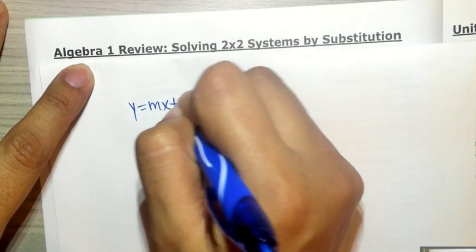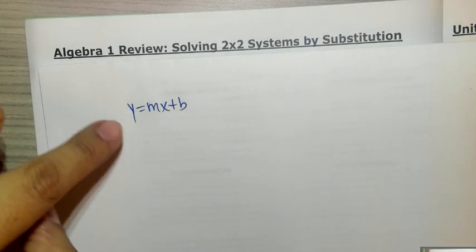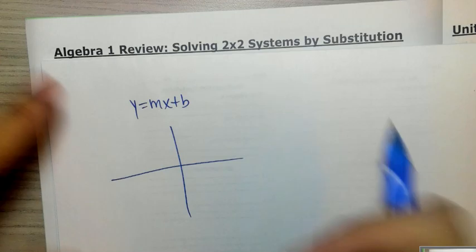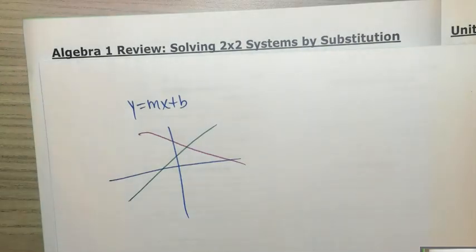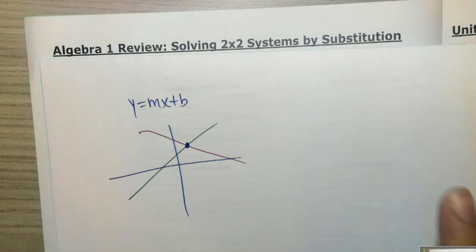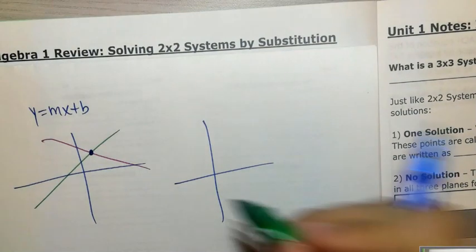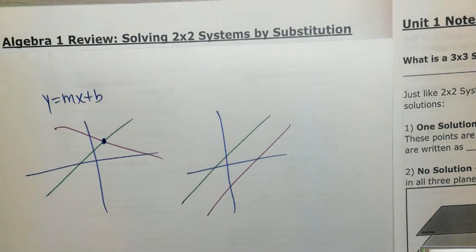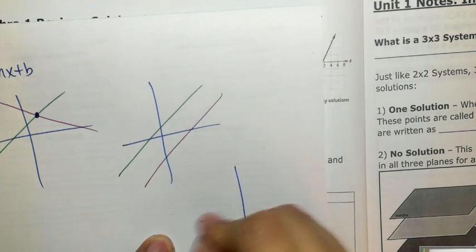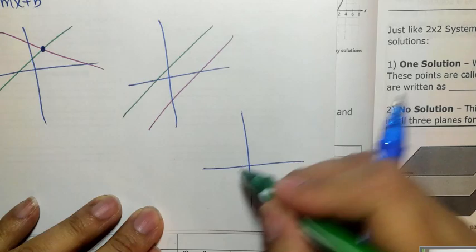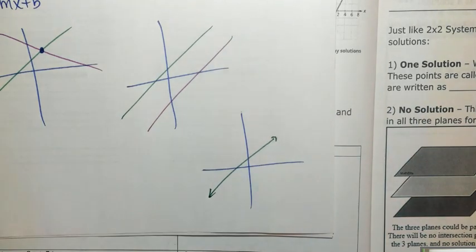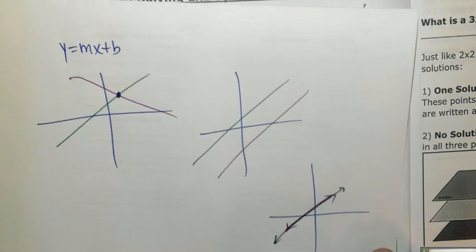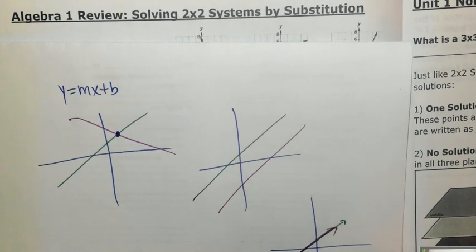We are used to seeing equations that look like mx plus b, and we know we could graph that in the calculator and it'll give us two lines that are either going to intersect at one point, or we're going to have lines that are going to be parallel. And these two lines are not intersecting at all in any point. Or we have the scenario of two lines that when you graph them, they are exactly the same line. So those are the three things that could happen when you graph a system of 2 by 2 equations.